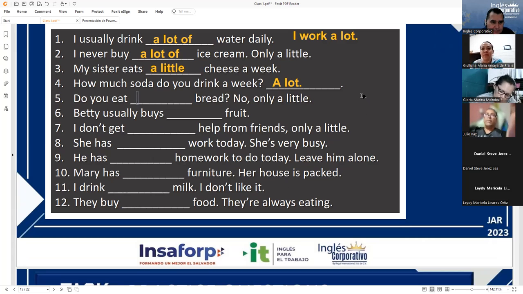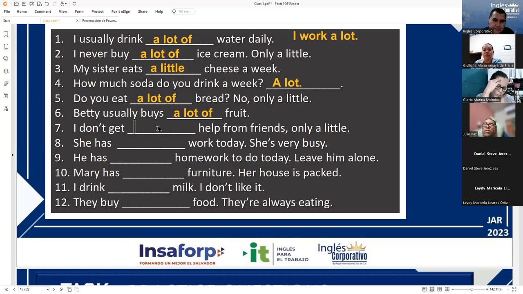Eat a lot of bread. Do you eat a lot of bread? No, I don't. No, only a little. Only a little. Okay, six. Volunteer for six. Who wants to do six? Betty usually buys a lot of fruit. A lot of mangoes, a lot of bananas, a lot of oranges, okay?